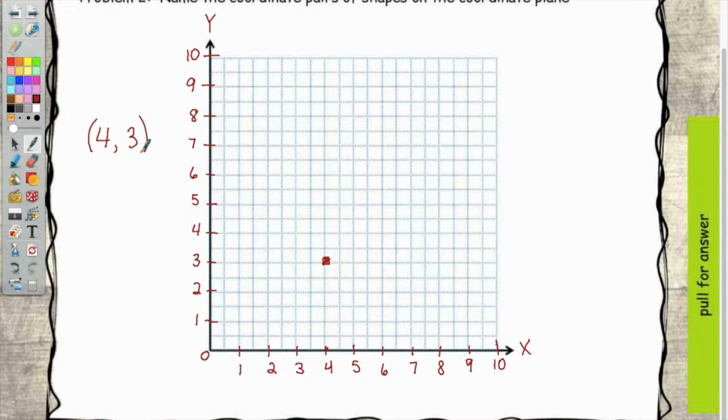Now, here's another way to do it. Are you watching? I could take my square and show where it comes down to intersect the x-axis. So I know that the x is 4. I could come over here, show that it intersects at 3, so I know the y is 3. Okay, let's do another one.